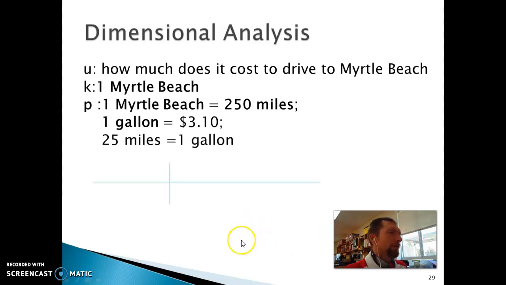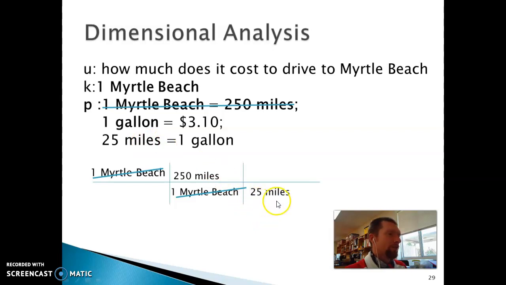So let's work our way through this. We're going to start with the known, like always. And then we know that that's equal to 250 miles. 1 trip to Myrtle Beach is equal to 250 miles. And then the 25 miles equals 1 gallon. So 25 miles on the bottom here, that'll cancel out that miles. And then 1 gallon. By the way, this would be really messed up if you did 25 over 1. You wouldn't get the right answer.